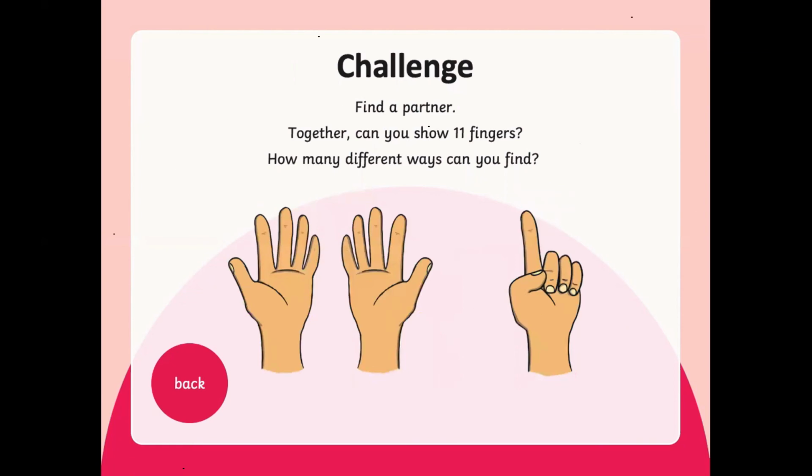And the last one, find a partner. So you can use mom, dad, or your brothers and sisters for this. Together, can you show 11 fingers? How many different ways can you find? This should be fun, guys. If there's 2 of you, one person can show all 10 fingers, and the other person shows 1 finger, which makes 11. Or one person can show 6 fingers and the other person can show 5. So try and see how you guys can come up with 11 fingers.